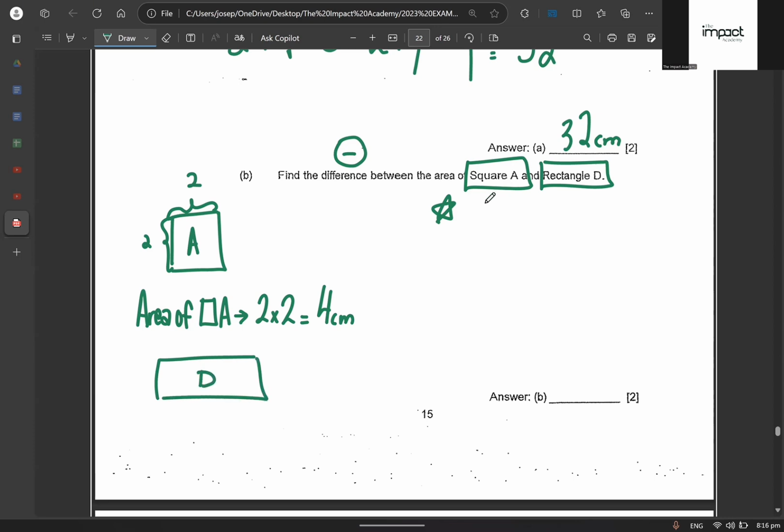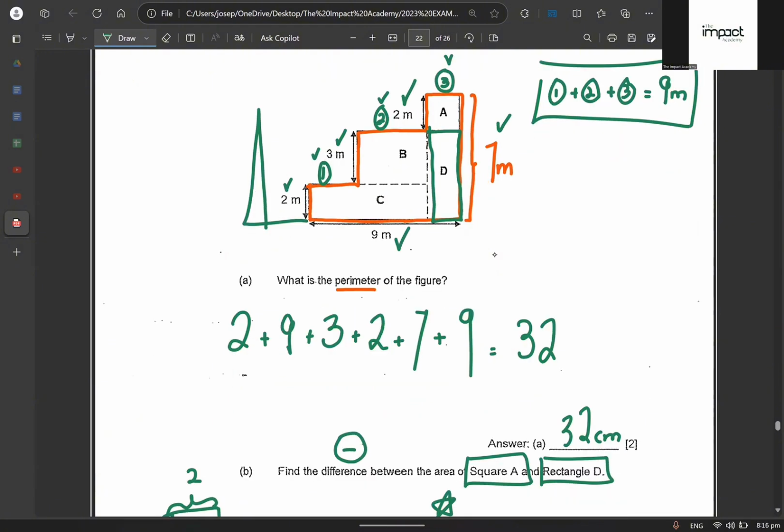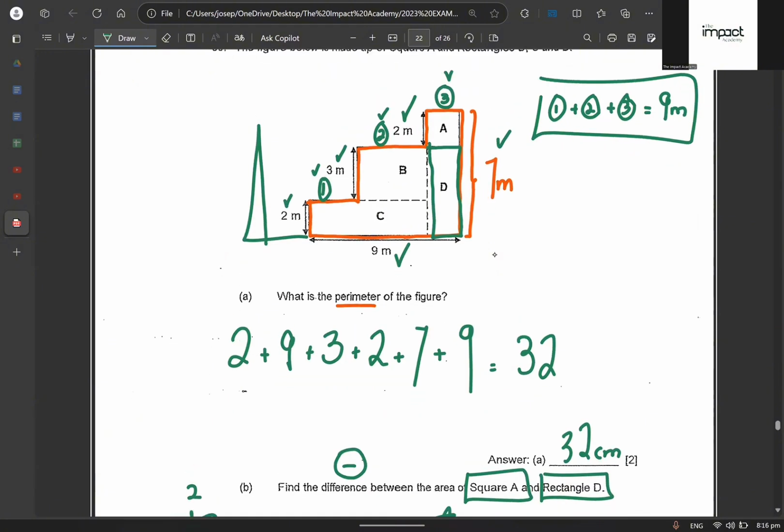Rectangle D. Where is rectangle D? Can you all see rectangle D is over here? What is the measurement of rectangle D? 5? No, that's not true. What is this? This is 2, right? Because if this is 2, mirror image, then this has to be 2 also. Then what is this? This one is 5.